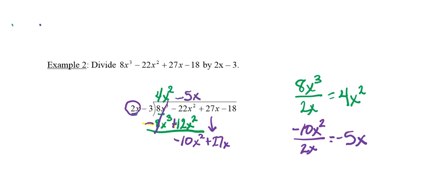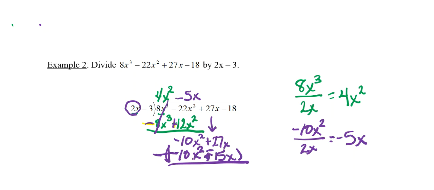Now I distribute. Negative 5x times 2x is negative 10x squared. Negative 5x times negative 3 is a positive 15x. I am going to subtract. Remember, when I subtract, it's going to change that to a positive. This time it's going to change this positive to a negative.